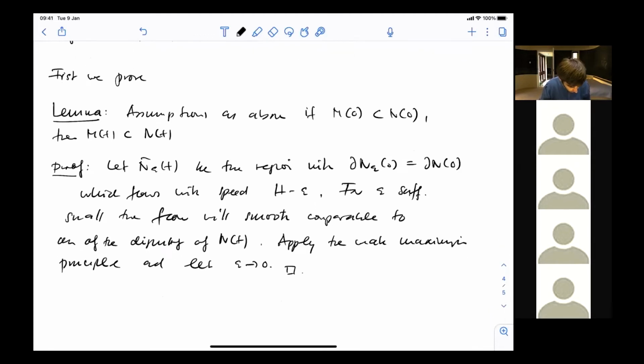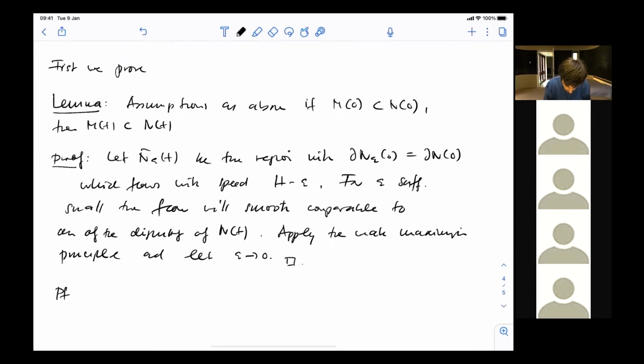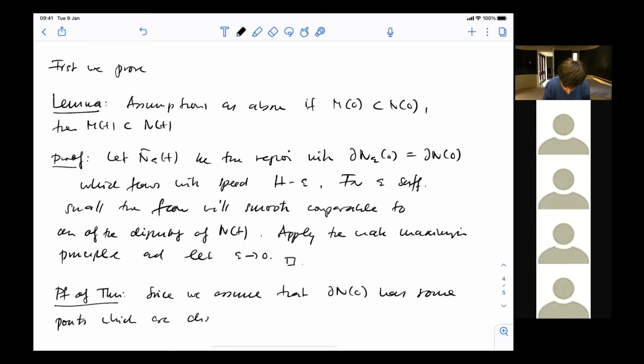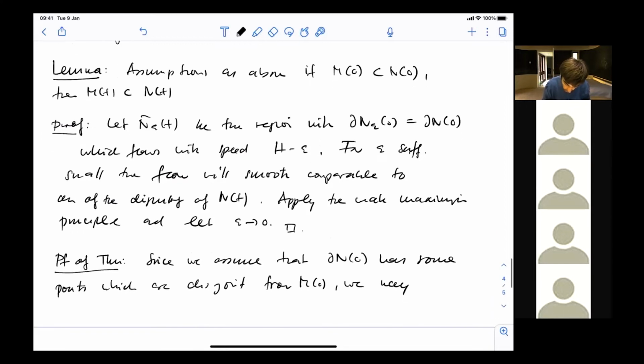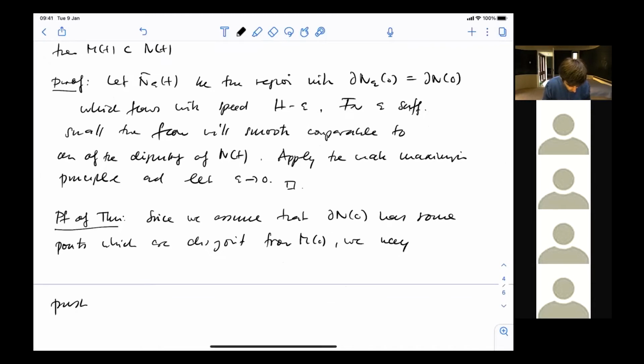Okay, and here's the proof of the theorem. Since we assume, so there's even the strong maximum principle, that ∂N(0) has some points which are disjoint from M_0, we may push ∂N(0) slightly inwards at these points.